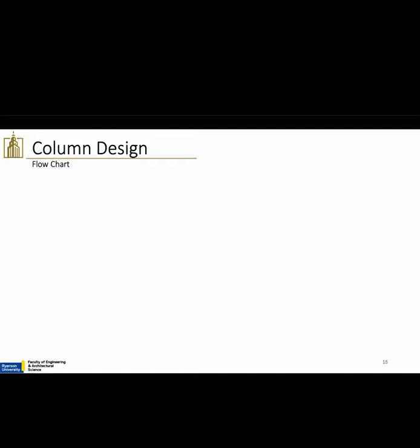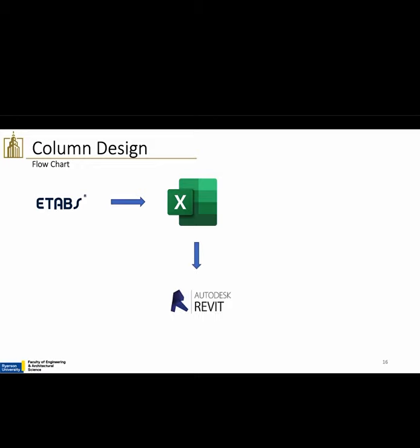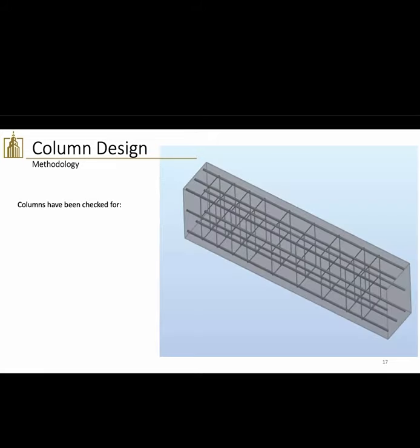Thank you, Michaela. Our column design process has been summarized in this slide. We started by taking all of the applied loads on our columns from ETABS, and then we used these loads in a pre-made sheet in Excel to get the proper dimensions and required reinforcements. Then we used this output from Excel to draw our sections in Revit, and then we double checked our design in Robot. What our columns have been checked on is shown in this slide.